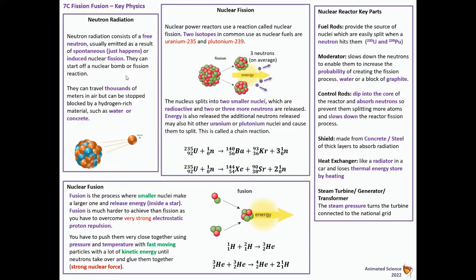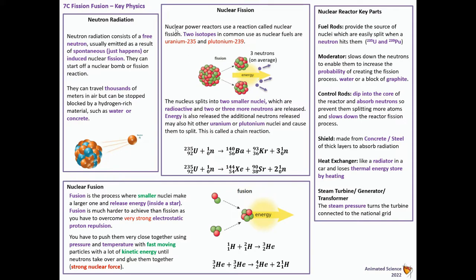Obviously, these neutrons travel around and can be dangerous. They could travel thousands of meters in air, but can be stopped or blocked by hydrogen-rich materials such as water or concrete. So what happens, or what's the use of all this?